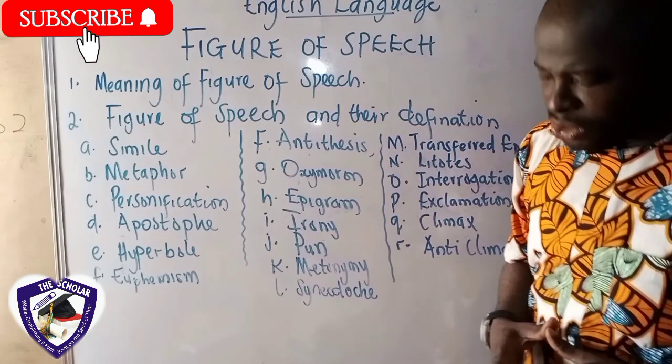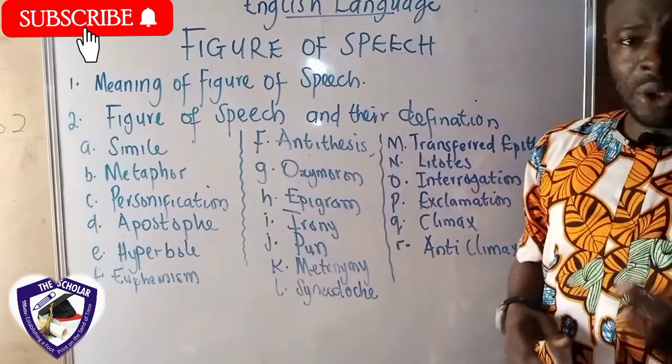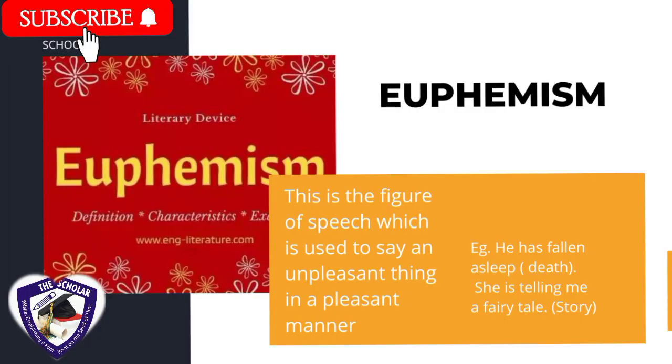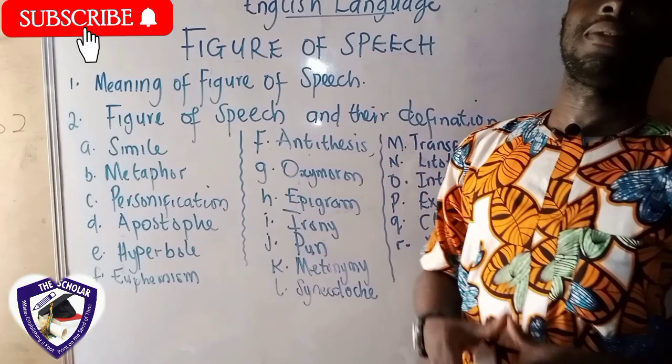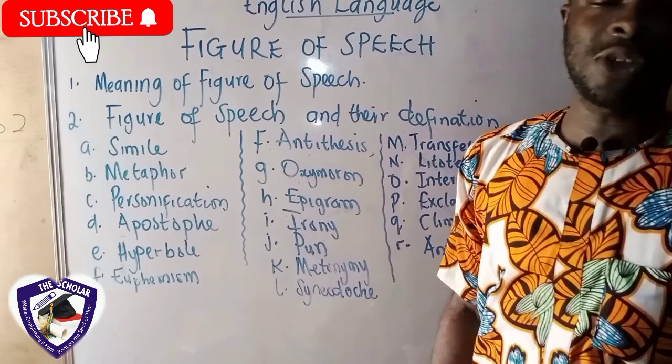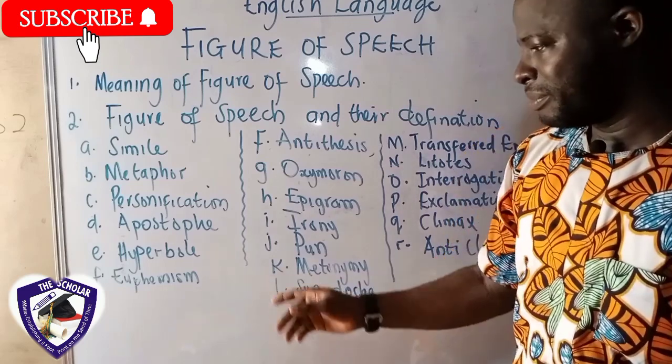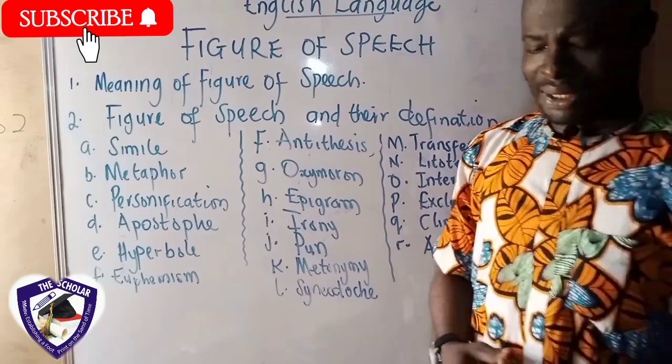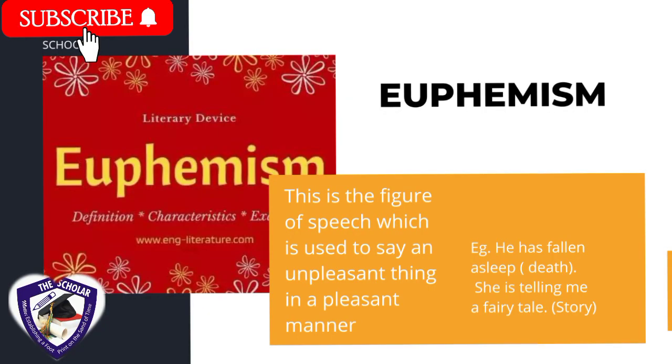We will also talk about euphemism. What do we refer to as euphemism? Euphemism is a figure of speech which is used to say an unpleasant thing in a pleasant manner. When you say an unpleasant thing in a pleasant manner, we refer to such as euphemism. All right, let's look at this. If I say that he has fallen asleep, of course what I'm saying is that he is dead. An unpleasant thing in a pleasant manner.